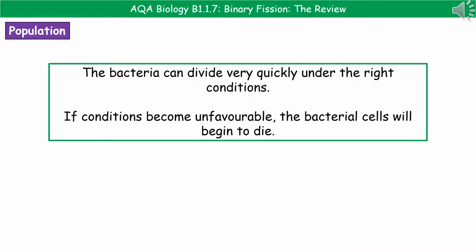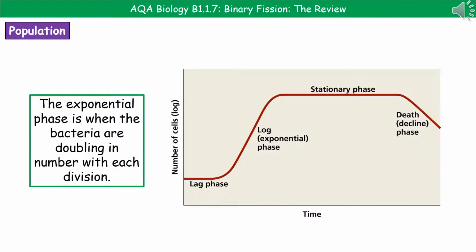When we think about the population of our bacteria, what we can actually see is that they can divide really quickly if the conditions are right. However, if those conditions for any reason become unfavourable, then the bacterial cells will start to die. What we can do is show these population changes on a graph like the one on the right there. Good news, GCSE, you don't have to know all those phrases. This is just a very clear graph that I found to show you, but you don't have to know everything.